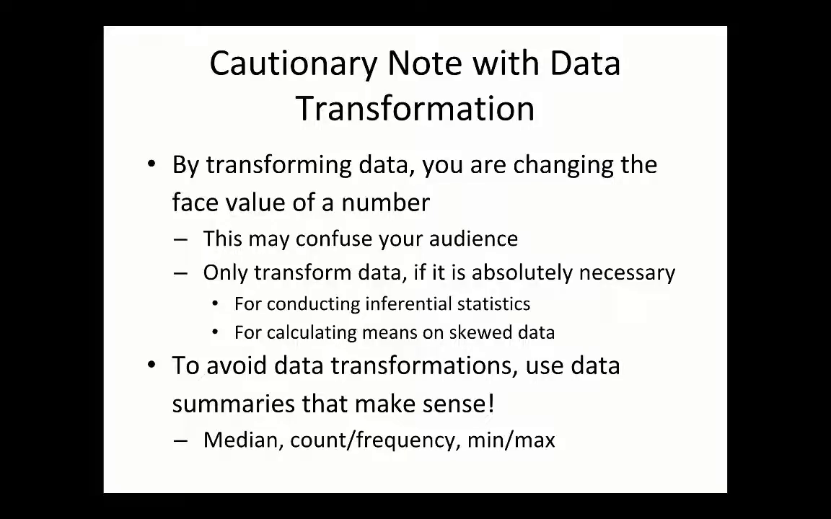You may also want to do a transformation to ensure that calculating means is the best way to represent the middle value. To avoid data transformations, use data summaries that make sense. These include using median versus the mean, looking at count or frequency, and looking at the minimum and maximum.